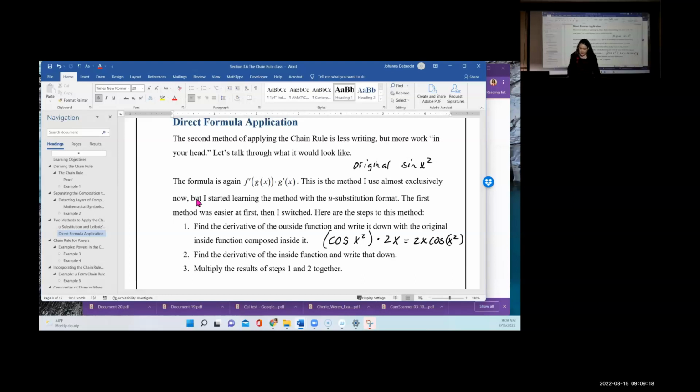And you can see that the second method is much shorter and there's less writing to do, but most of the work that's happening is taking place in your brain. So you're having to actually talk your way through it. You split it into the outside and inside. You take the derivative of the outside and write down that part. Then you substitute the inside function for the argument. And then you multiply that by the derivative of the inside function. And this is the second method of doing it.